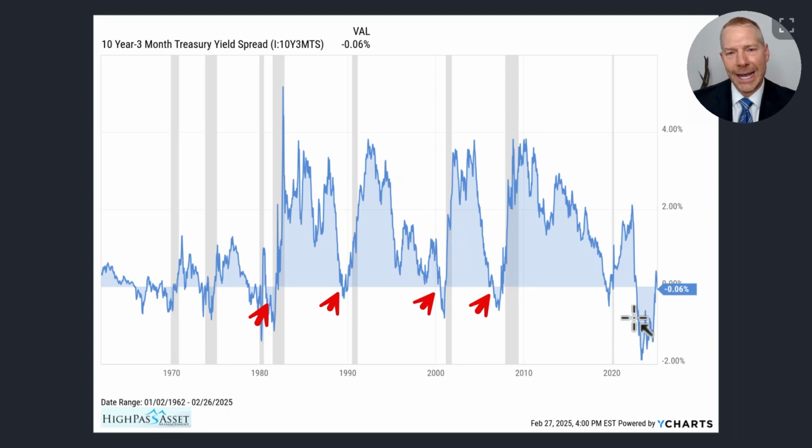Look where we're at today. Massive inversion. It's gone on for a long period of time, longer than normal. No recession, but look where we're at. We recently de-inverted and now we're inverted again. It may not be long before a recession arrives if this indicator is still valid.